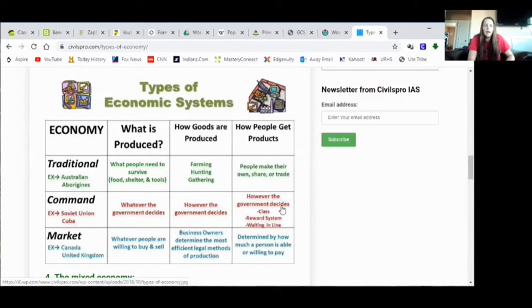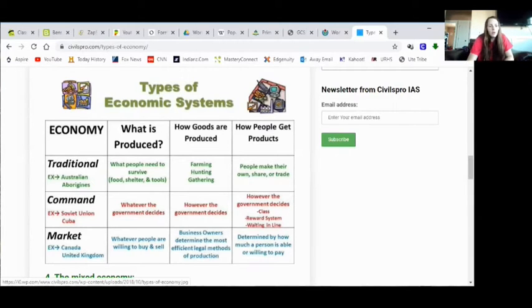The command society for economics, mostly when communism is trying to be put into place, is just making sure that everybody has what they need, and the government will decide what you need because of how big your family is, because of what your needs are. They just give you what they think you need.